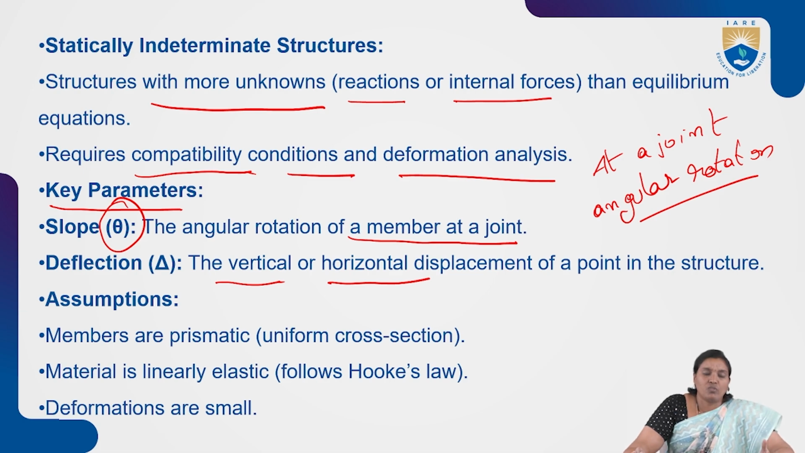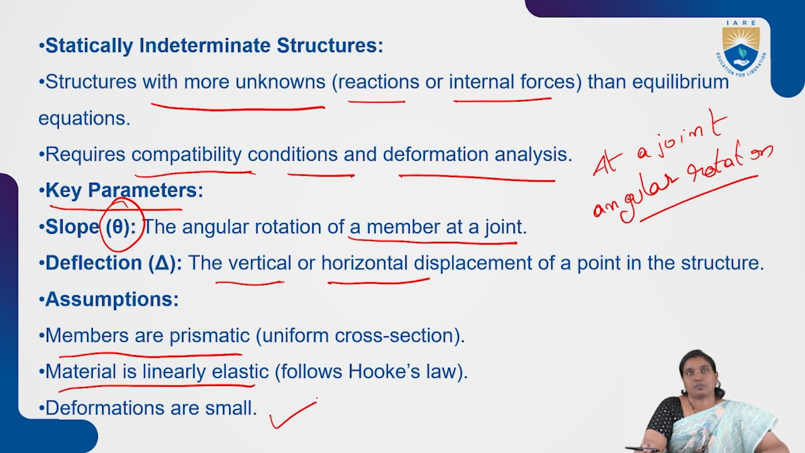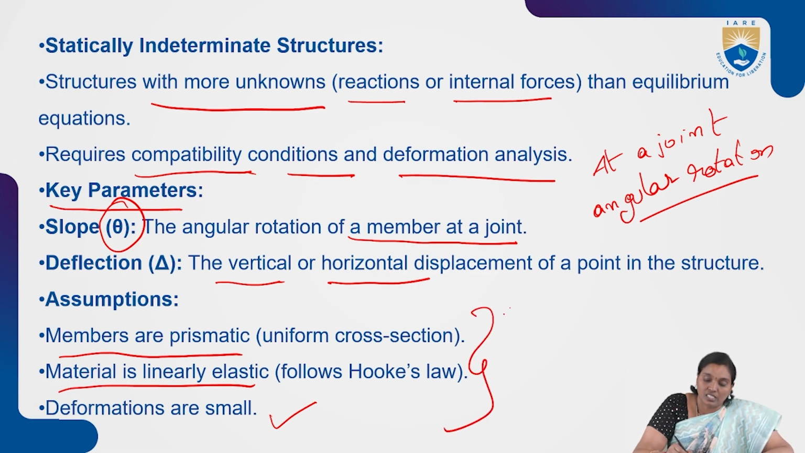Here we have some assumptions. Using the slope deflection method, we follow some assumptions. Those are: members are prismatic, with uniform cross section, material is linearly elastic, which means it follows Hooke's law, and deformations are small. These are the assumptions which we consider for this slope deflection method.